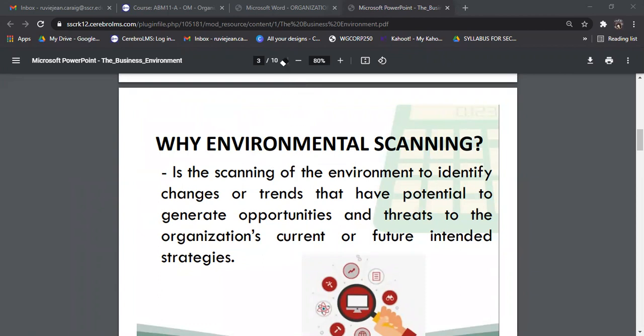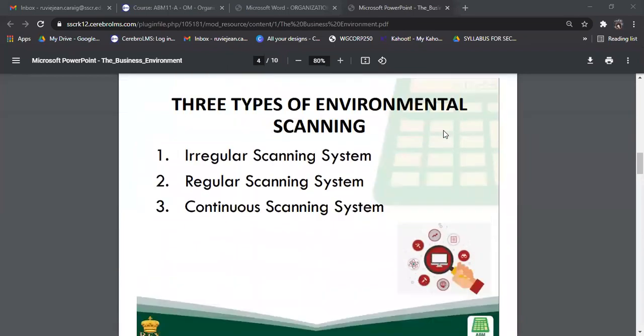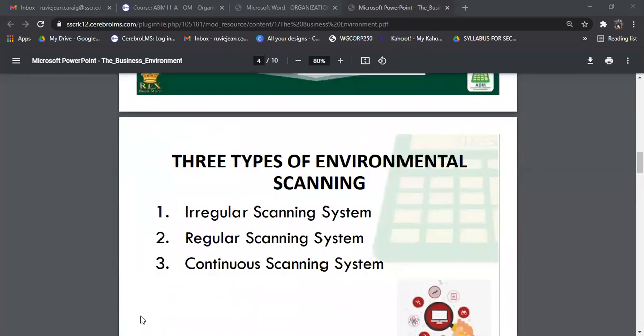Okay? Now, class, there are three different types of environmental scanning: the irregular scanning, regular, and continuous scanning. So ano po ba yung differences ng each of this scanning? First is irregular scanning.